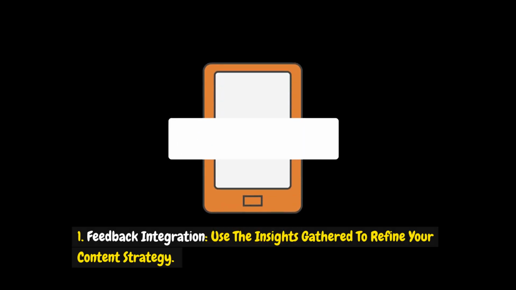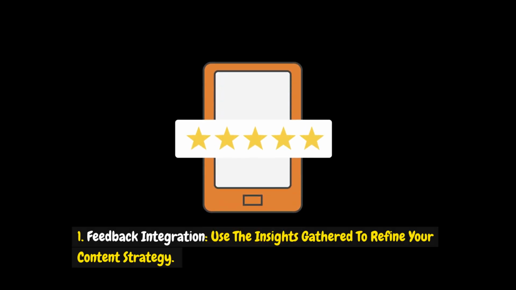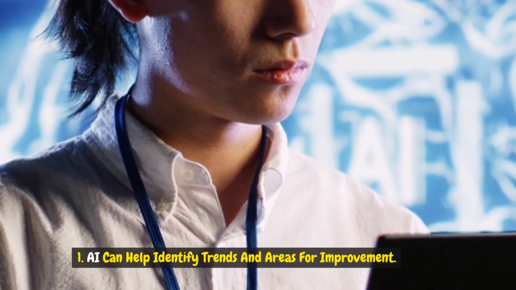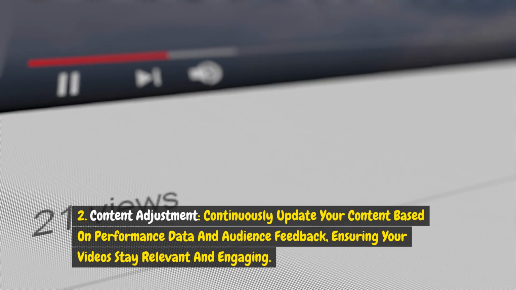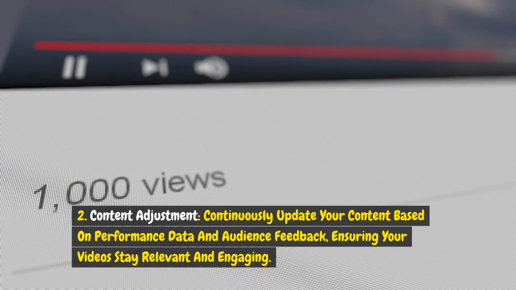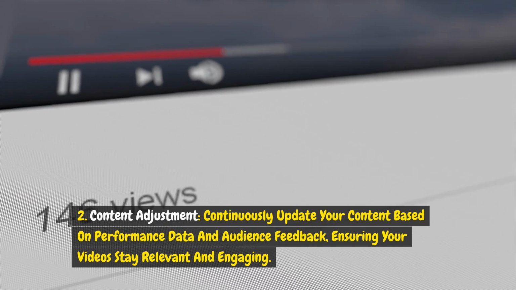Step 9. Iteration and improvement. 1. Feedback integration. Use the insights gathered to refine your content strategy. AI can help identify trends and areas for improvement. 2. Content adjustment. Continuously update your content based on performance data and audience feedback, ensuring your videos stay relevant and engaging.